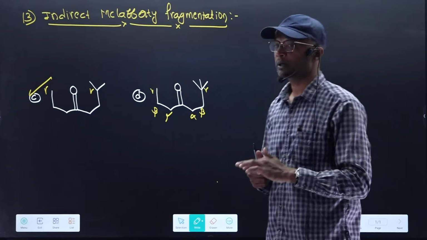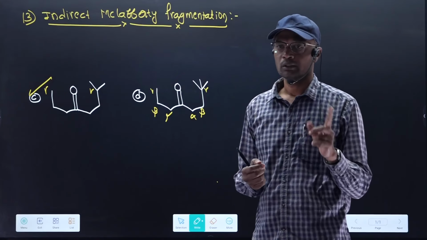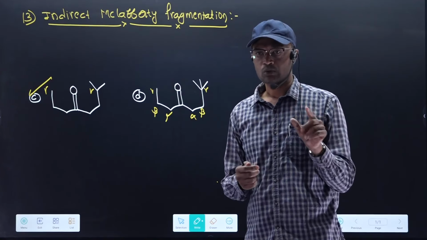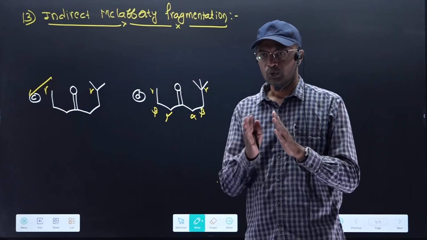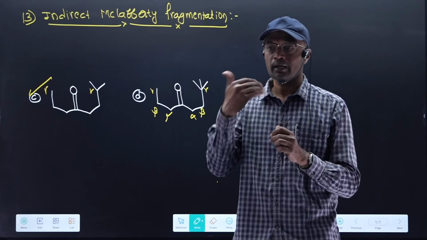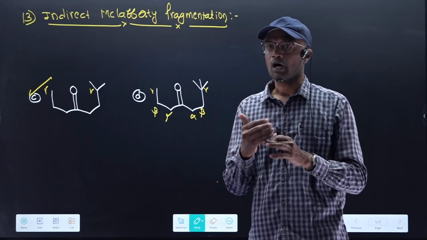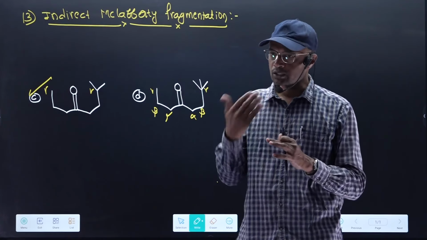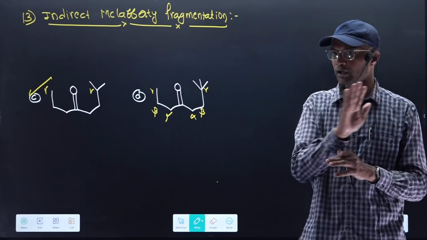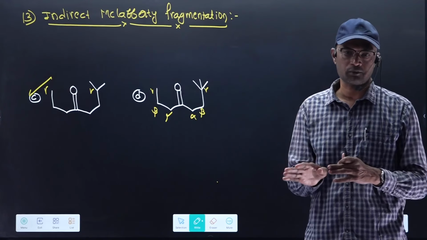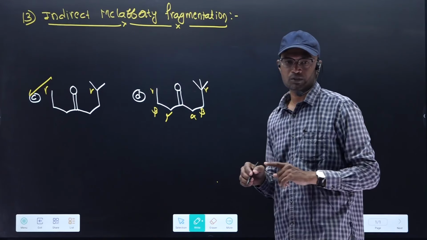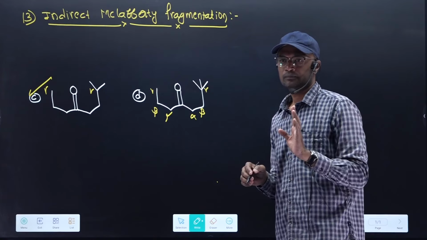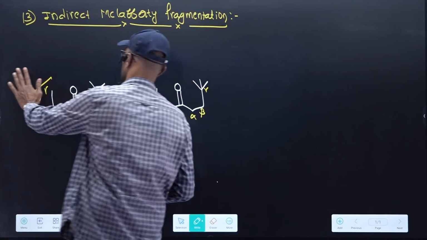So what is the requirement for McLafferty? Unsaturation, and a gamma hydrogen. Some molecules don't have unsaturation. During electron impact they will generate unsaturation, and after generating unsaturation, they will then be involved in McLafferty. That is called indirect McLafferty. Directly they never undergo McLafferty; indirectly they will. Such fragmentations are called indirect McLafferty fragmentations. Is it clear? Okay.